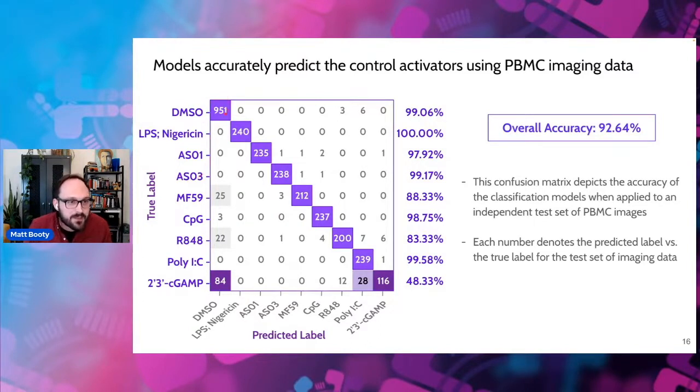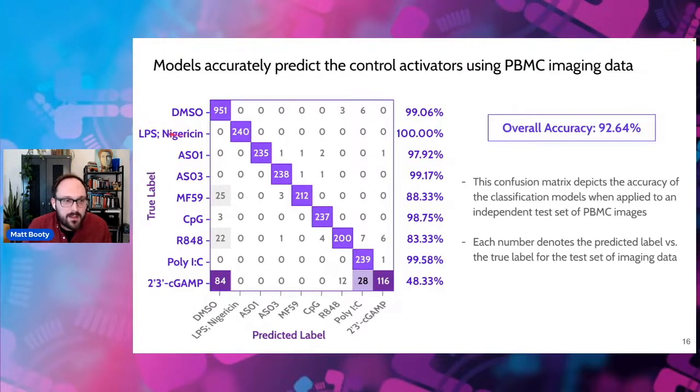So if you start with DMSO, our control, you can see 951 times the algorithm correctly called DMSO as DMSO with 99% accuracy, so quite good. Occasionally, there are a few misclassifications, RH48 and poly-IC in this case, misclassified as DMSO, but still overall a very high degree of accuracy. As you go through the conditions, you'll see that this accuracy is pretty much maintained across them.